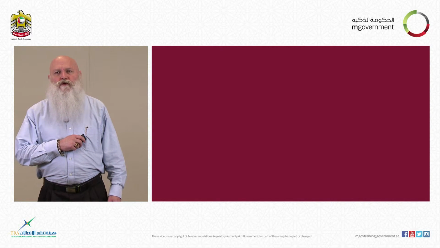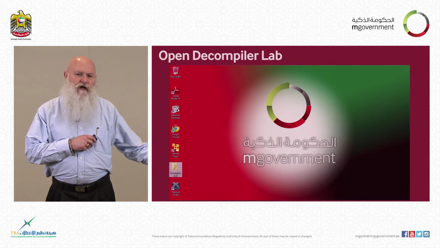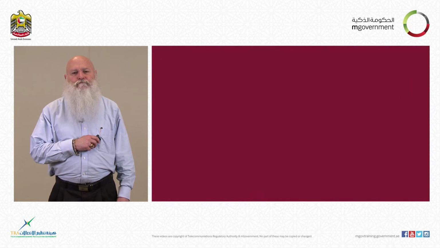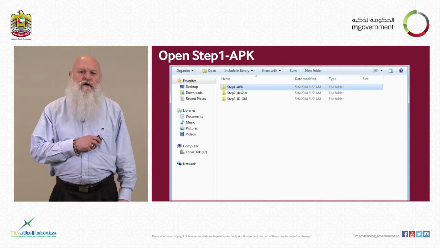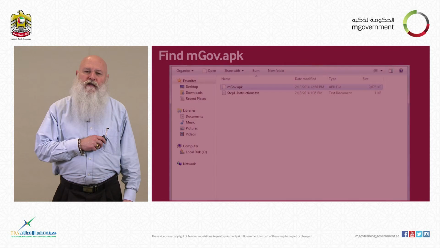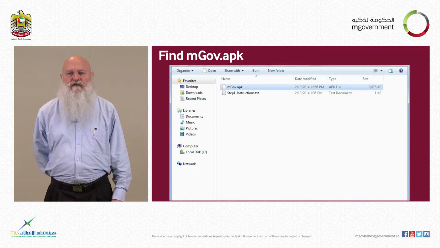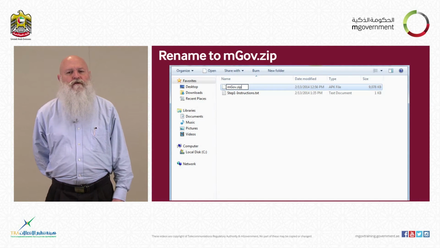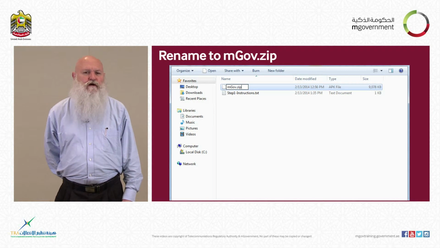On your computers, you can duplicate this process using Windows equivalent tools. On your desktop, in the lower left, you'll see a folder labeled Decompiler Lab. Double-click to open it, and within that folder you'll find 3 folders labeled Step 1, Step 2, and Step 3. Open the Step 1 folder and you will find an mGov.apk application file and a file labeled Step 1 instructions.txt. Open the Step 1 instructions and follow the directions. It will tell you to rename the mGov.apk file to mGov.zip. Now watch carefully when you do this.